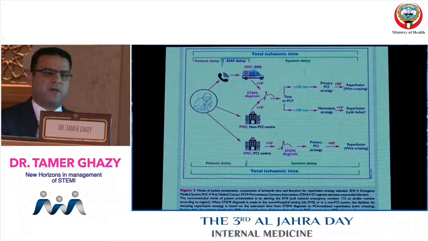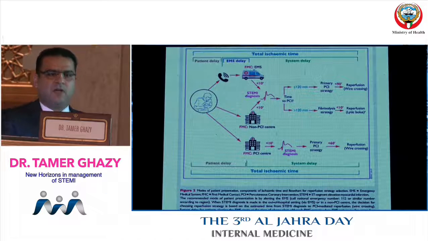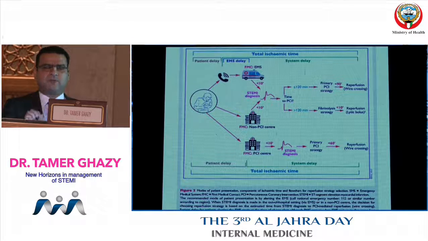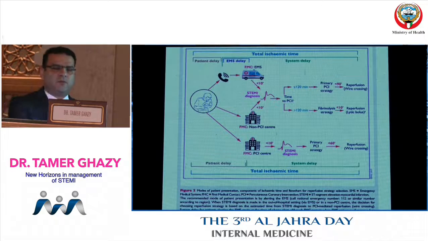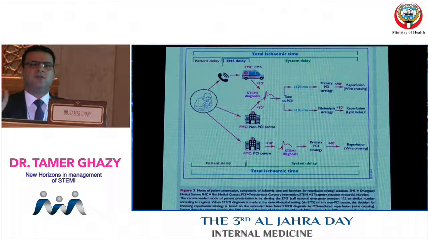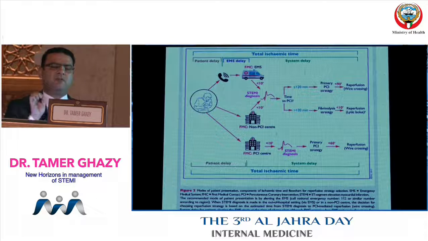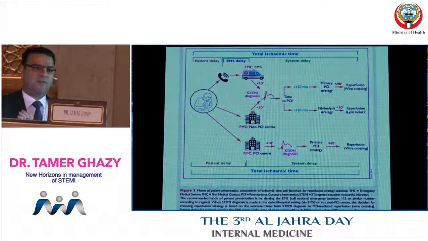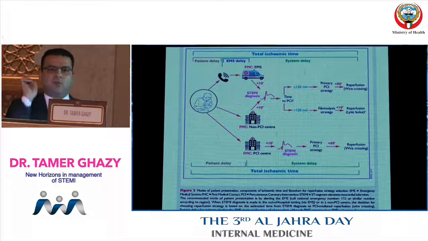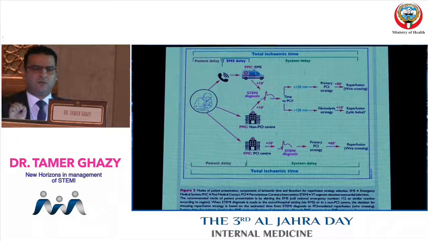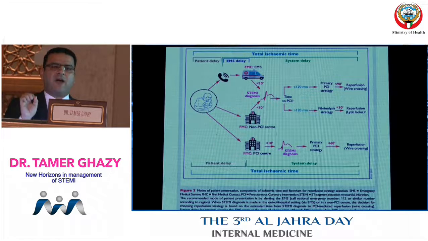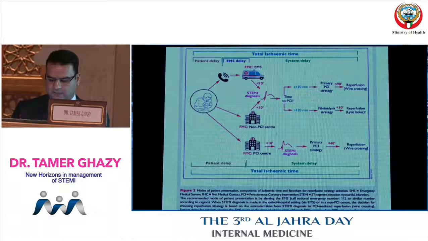If you are in a non-PCI capable center or in the ambulance, and you have less than 120 minutes from diagnosis till reperfusion by wire crossing, you should go directly to the PCI capable center, and take care: you have less than 90 minutes from diagnosis till reperfusion by wire crossing. If you have more than 120 minutes till reperfusion by wire crossing, you will go directly for lytic therapy, and you have less than 10 minutes for lytic therapy.